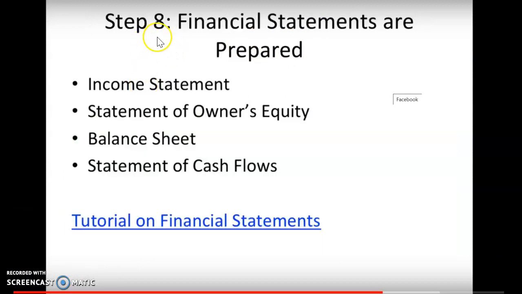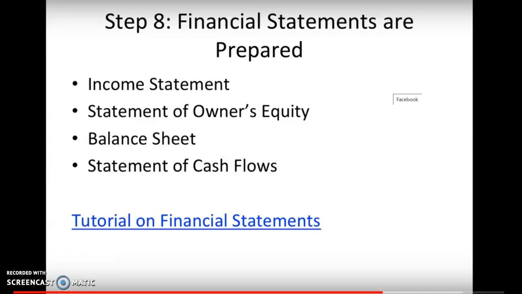Okay, step 8. Now we're all coming together. Now financial statements can be prepared. We can prepare our financial statements. These are your financial statements: your income statement, statement of owner's equity, balance sheet, and statement of cash flows. I can prepare these for all the transactions I've made this period. And then who's going to look at these financial statements? Who's going to use these?